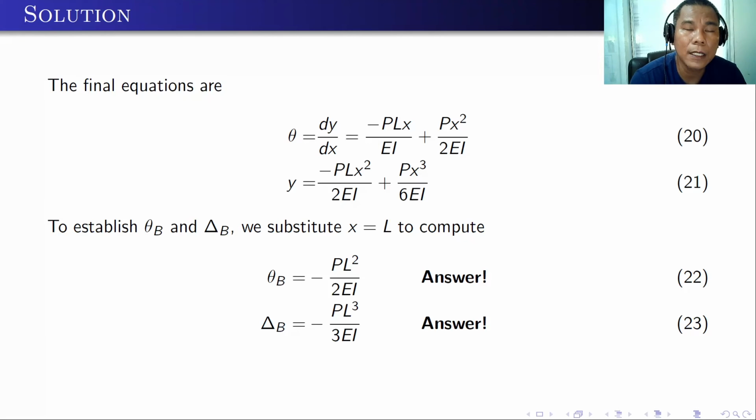To establish the unknowns theta B and delta B, we substitute x equal to L to compute theta B equal to minus PL squared over 2EI, and delta B equal to minus PL cubed over 3EI. Again, it's important that you memorize these results because these are special cases of beams loaded with special loading, that is, a concentrated load. So that's PL cubed over 3EI and PL squared over 2EI.